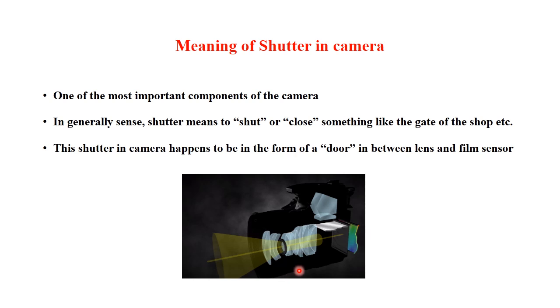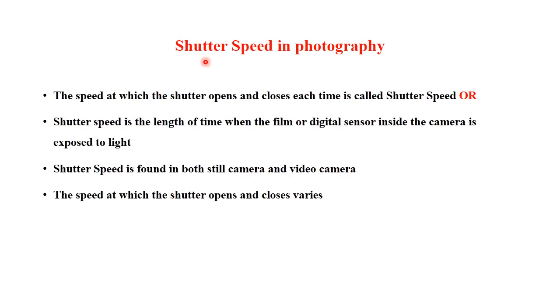In the camera lens, we find the aperture, while the shutter we find in the camera body. Now let's discuss shutter speed in photography, and let's differentiate between shutter speed and the shutter.